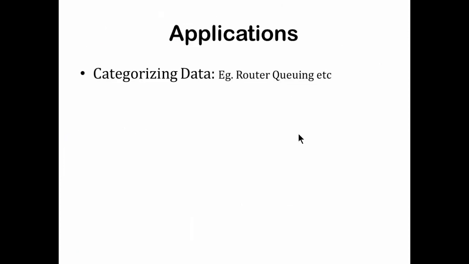Applications. The applications of queues are multifold. One of them is categorizing of data. So for example, I've written router queuing. Categorizing of data is again somewhat dependent on priority queuing.